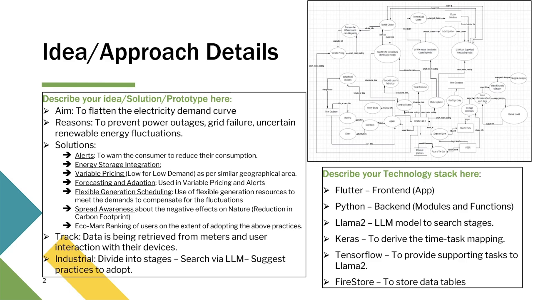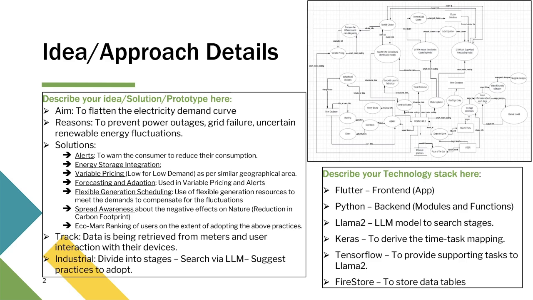Variable pricing. This particular methodology would motivate users to use the electricity whenever there is low pricing or lower demand for the electricity. And forecasting and adaptation. Over here, we're going to use the forecasting method in order to calculate the variable pricing as well as also to alert the customer in advance.